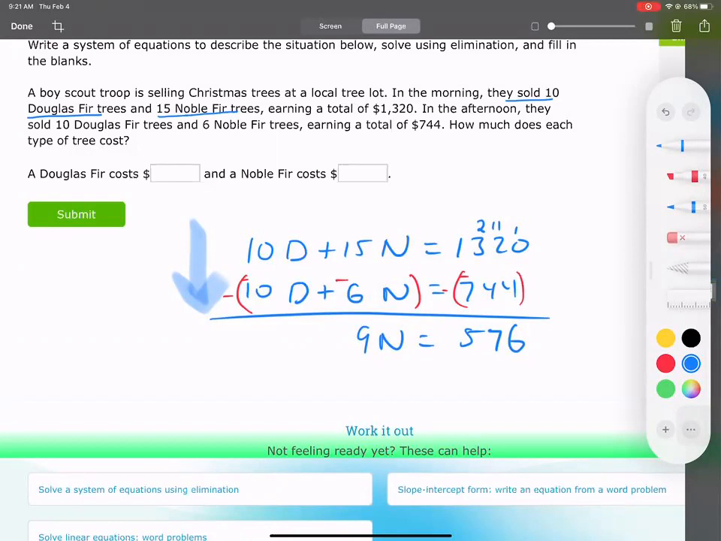Okay. Now we're going to divide both sides by 9. I'm solving for n. Now I'm going to use some long division here because I don't know how many times this goes into it. 9 goes into 56. The best I can do is 54. That's 6 times. That's 36. 9 goes into 36 4 times. N is equal to $64. Wow, these trees are expensive.